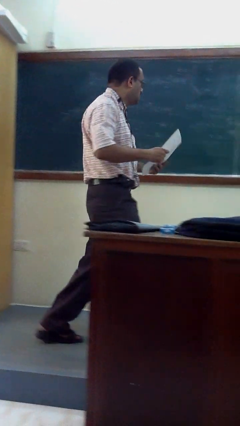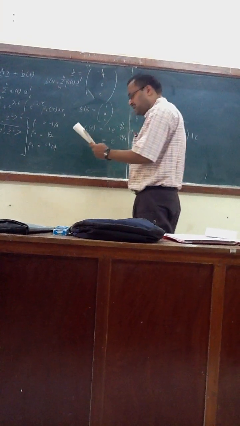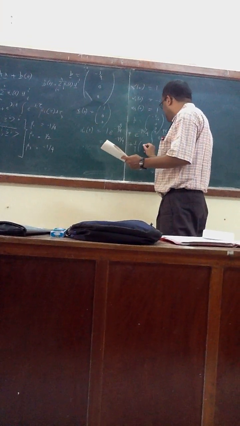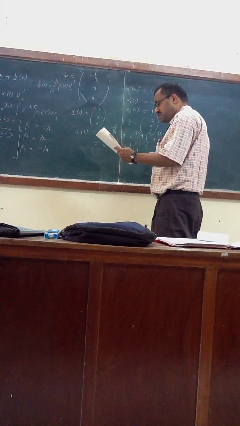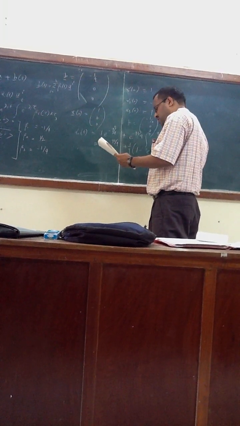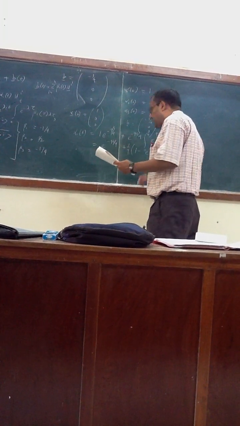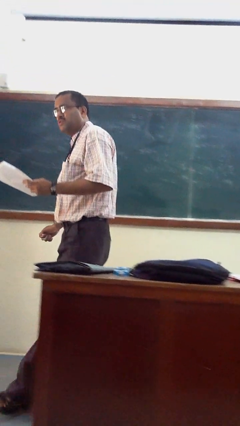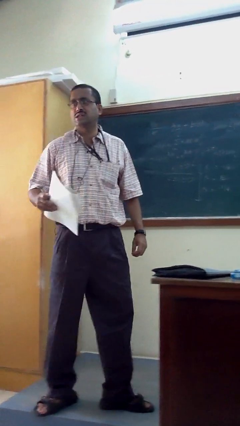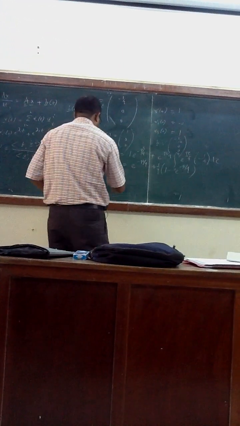It will be plus 1 by 9. In the bracket something will be there. What is that? 1 has to be there, minus e to the power minus 9t by 4. Am I correct? Yes or no? Yes? What is alpha 2(t)?